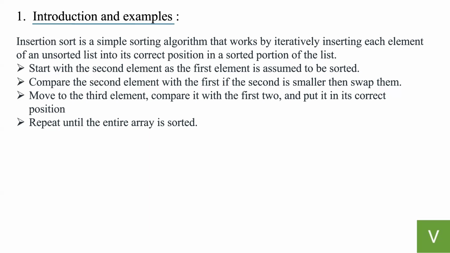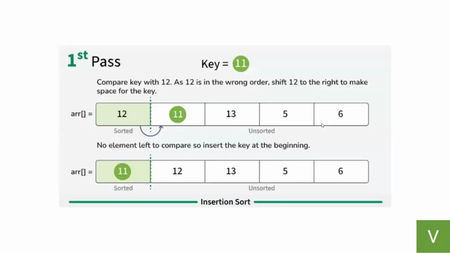Now let us understand clearly with the help of an example. So here the input is an unsorted array of 5 elements: 12, 11, 13, 5 and 6. By applying insertion sort, in the first pass, we will select the second element as the key value. Here 11 is selected as the key value. Now 11 is compared with 12. If the key value is less, then swap it. Here 11 is less than 12. So in the first pass, we need to swap both 11 and 12. So this is the first pass.